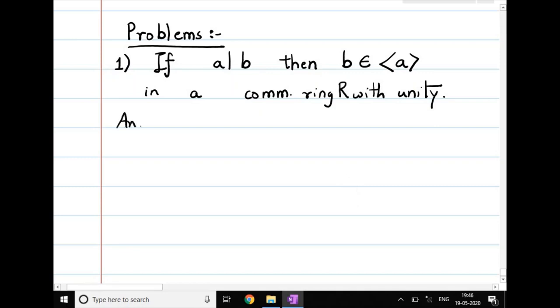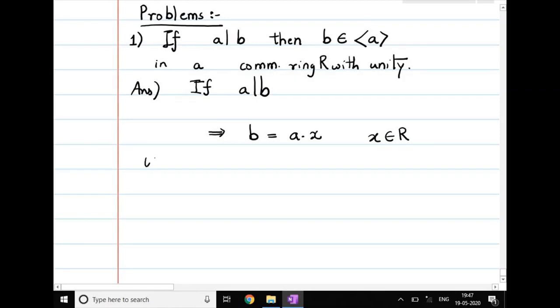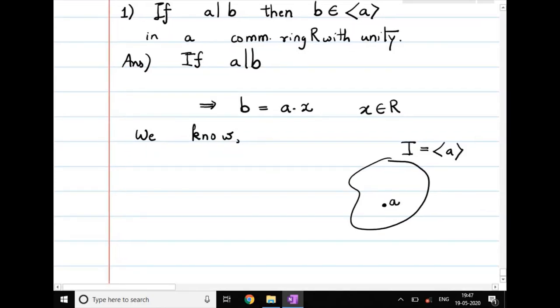Okay, so this is very easy. If a divides b, then we know that b can be written as a times x, where x is in the ring, correct? Now if I have an ideal which is generated by a, the first element in the ideal is a, because the ideal is generated by a itself. So a belongs to the ideal generated by a.